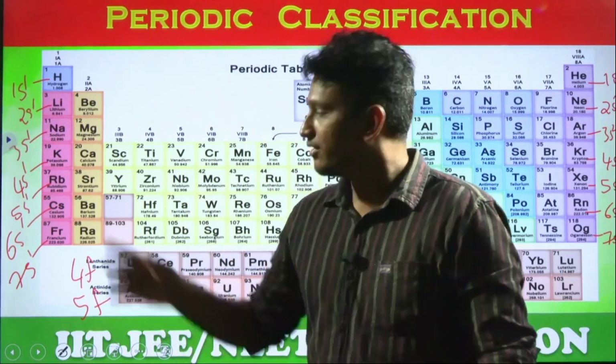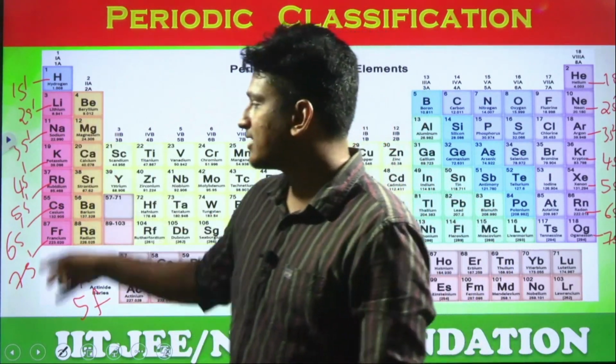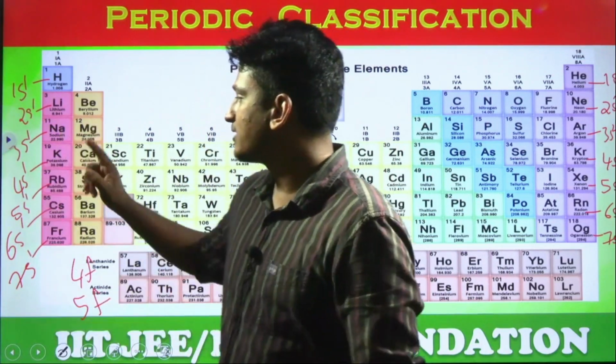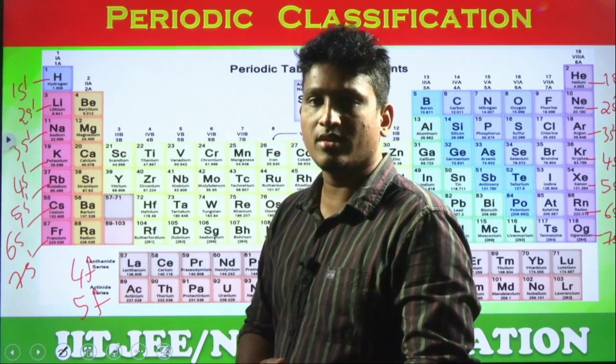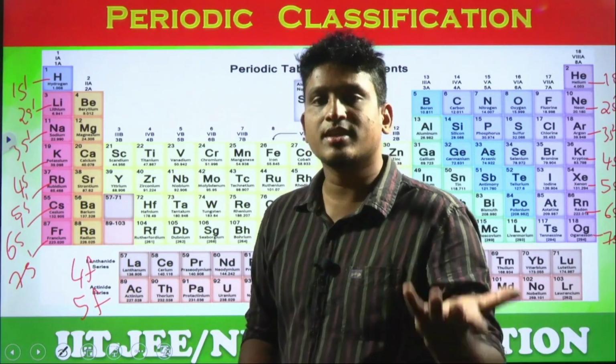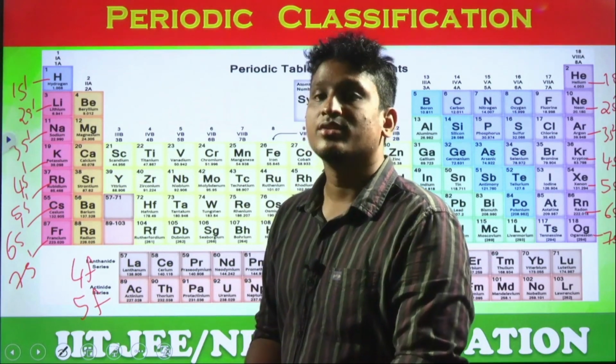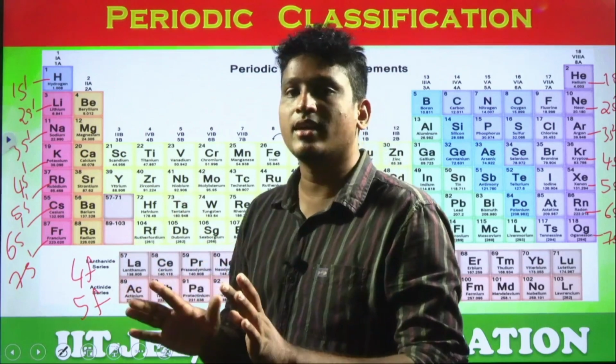Sir, why? You can look at the configurations. All these elements have same configurations or not? S1, S1, S1, S1, S1. That means they have same valency shell electrons or not? Valency shell electrons are the reason for the chemical reactivity. So that's why they have similar chemical reactivity.